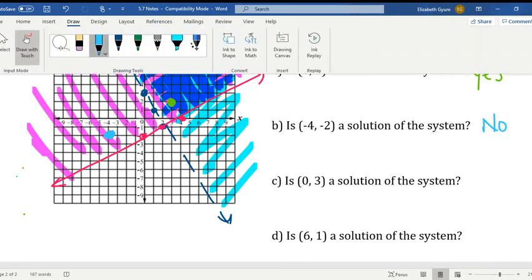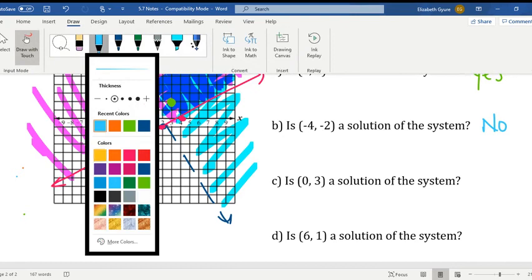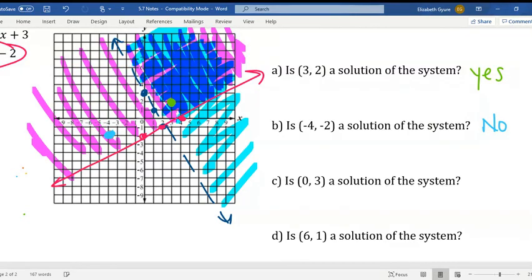0, 3. Ooh, 0, 3 is tricky. It's right on the edge. Is it on a solid line or a dotted line? A dotted line. So if it's a dotted line, it's not or equal to, is it? No, so this one's actually a no. It looks like it could be. That one's tricky. I don't think I ask any dotted line questions. That one, since it's on a dotted line, it doesn't work. What if it was on a solid line? Would that be okay? The solid line would be okay because that's an or equal to.